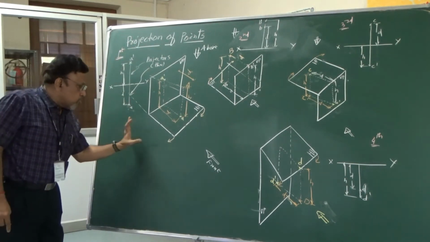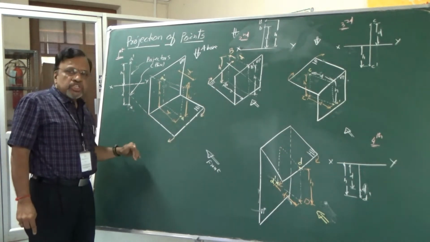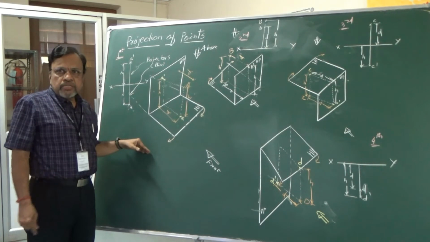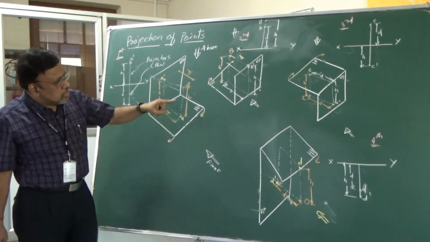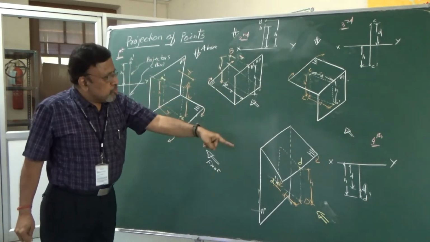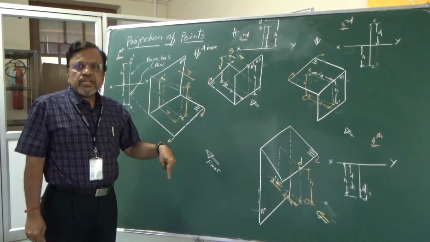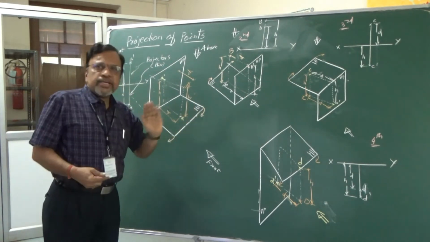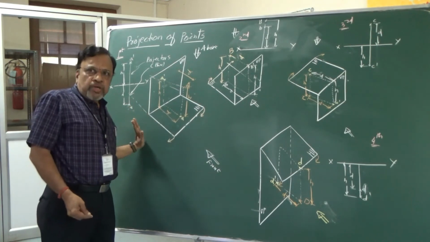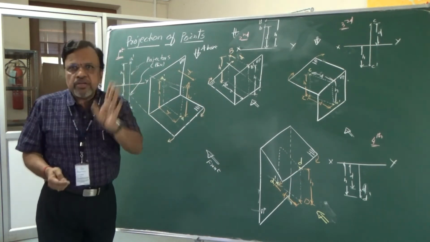Okay, now tell me about when the point is below HP. If I say point below HP means either the point may be in third quadrant or fourth quadrant. So that means to say that if I just see this figure and this figure, those two figures, what about the front view? So front view is below xy line. That means what the general conclusion I can make? I can say that if the point is below HP, front view will be below xy line.